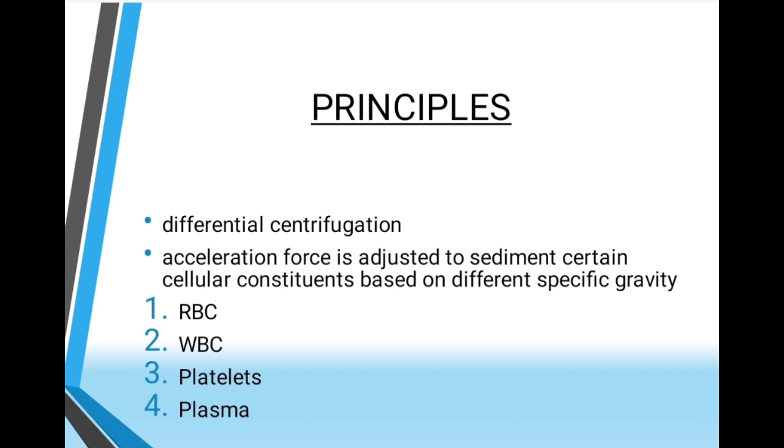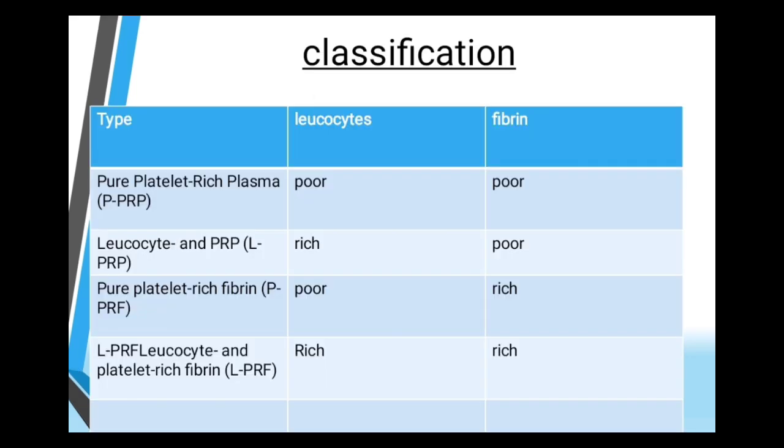So, depending on the supernatant we draw after the first spin, we get different types of PRP. That is pure platelet-rich plasma, which is rich in platelets, poor in leukocytes, poor in fibrin; leukocyte and platelet-rich plasma, which is rich in platelets, rich in leukocytes and poor in fibrin; pure platelet-rich fibrin, which is rich in platelets, poor in leukocytes and rich in fibrin; and leukocyte and platelet-rich fibrin, which is rich in platelets, rich in leukocytes and rich in fibrin.